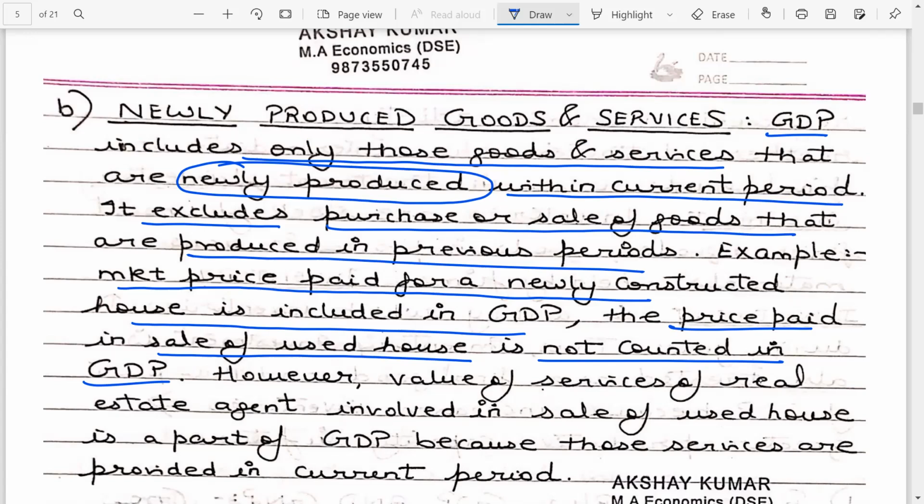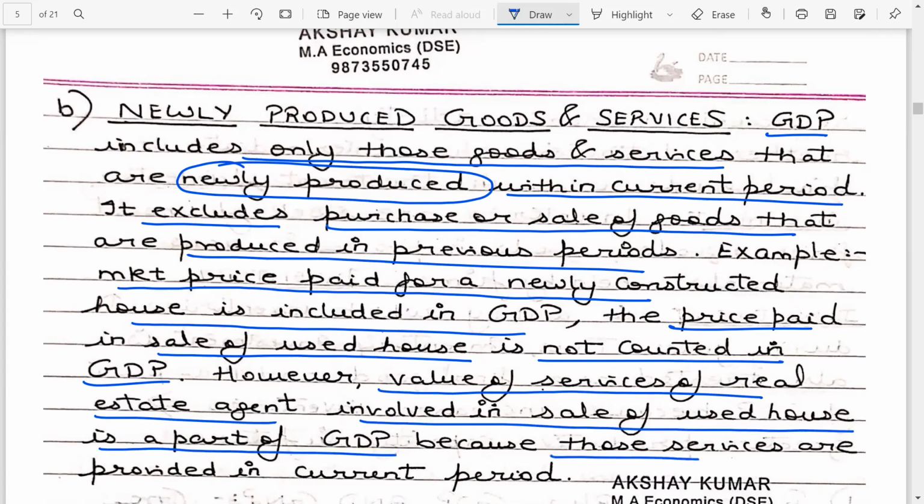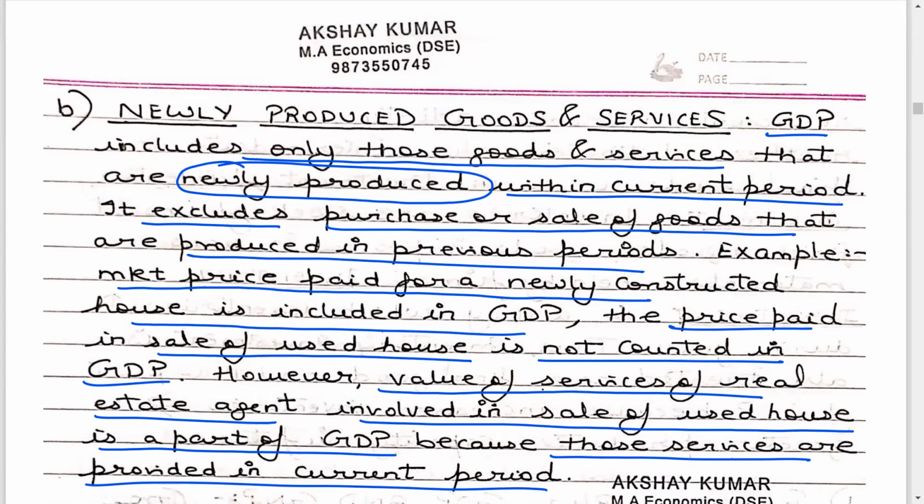However, if I'm selling my property to some other party and I'm paying a commission to the real estate agent, that commission paid to the real estate agent will be a part of the GDP, because these are fresh services provided by the real estate agent in a given accounting year. So the value of services of the real estate agent involved in the sale of a used house is a part of the GDP because those services are produced in the current period. So hoping students have understood point B.